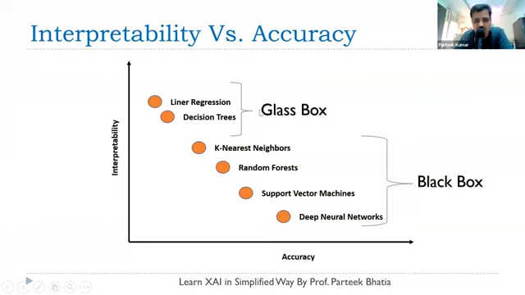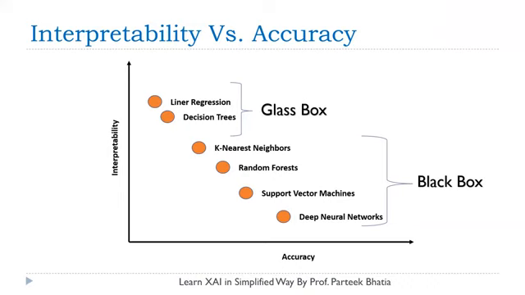Interpretability versus accuracy. I request everyone to just look into this graph for a minute and try to understand what this picture is depicting. I'm pausing at this point. Just take a look, and if you can explain this to me after a minute, it will be great. Can anyone explain to me what this graph is indicating? Interpretability is on the y-axis and accuracy is on the x-axis. We have classifiers indicated in different dots. So what does this indicate?